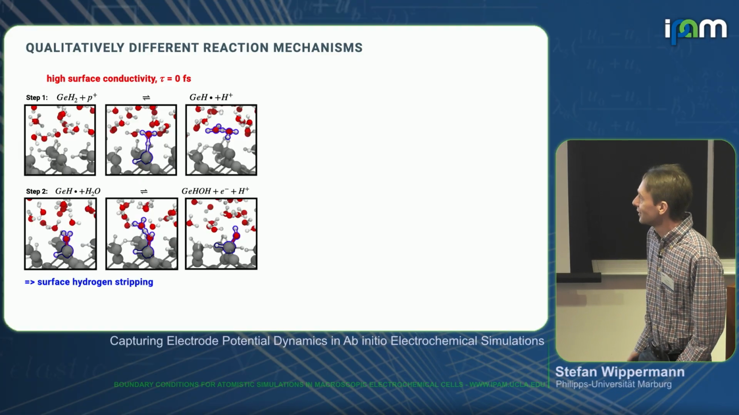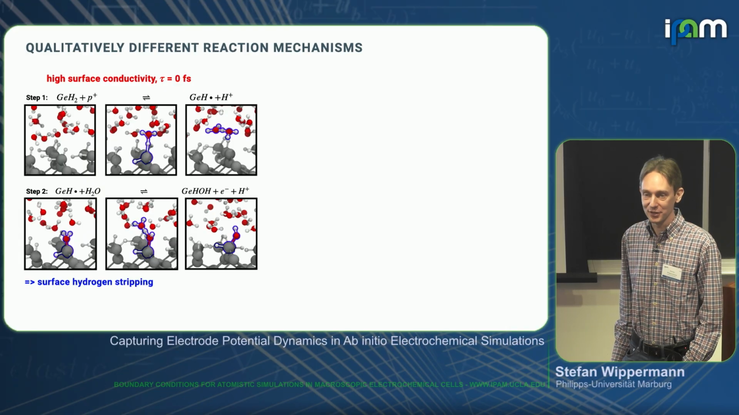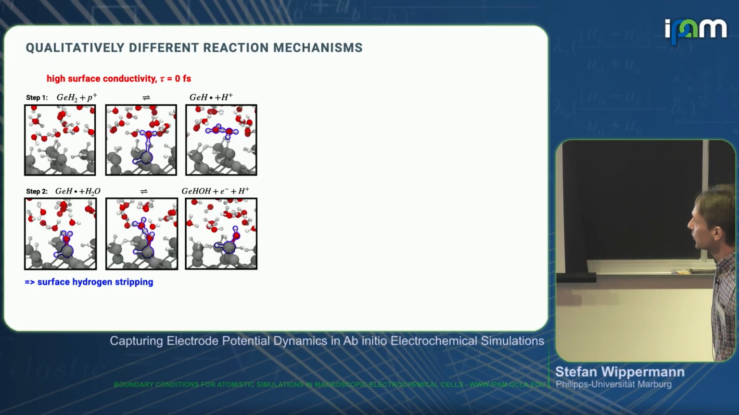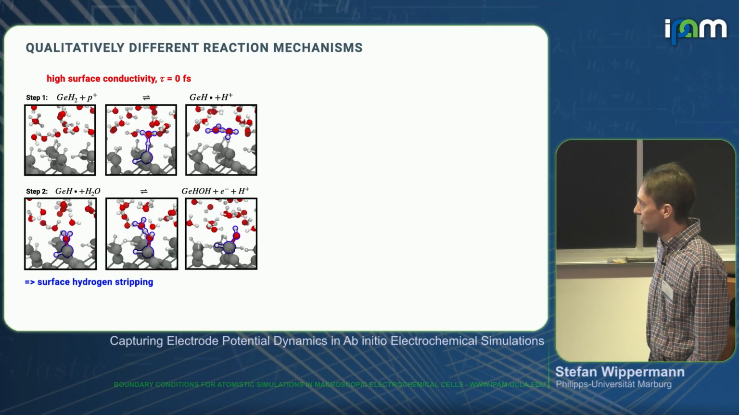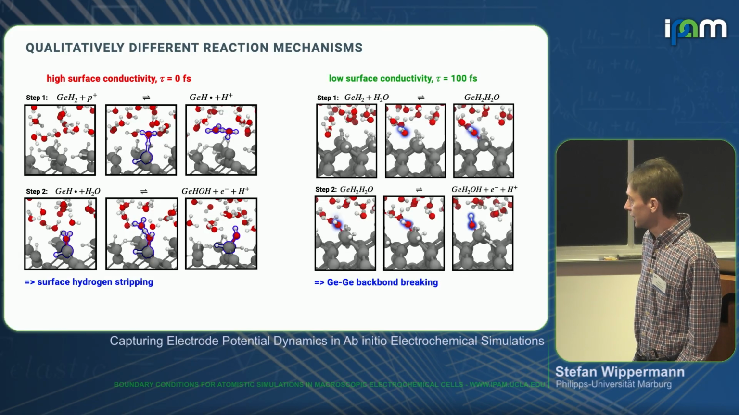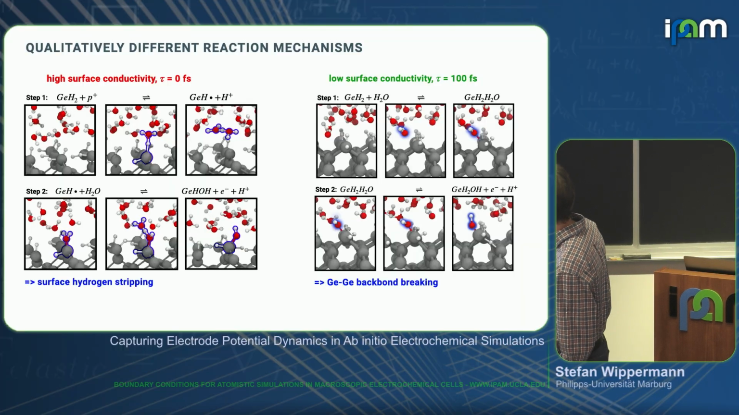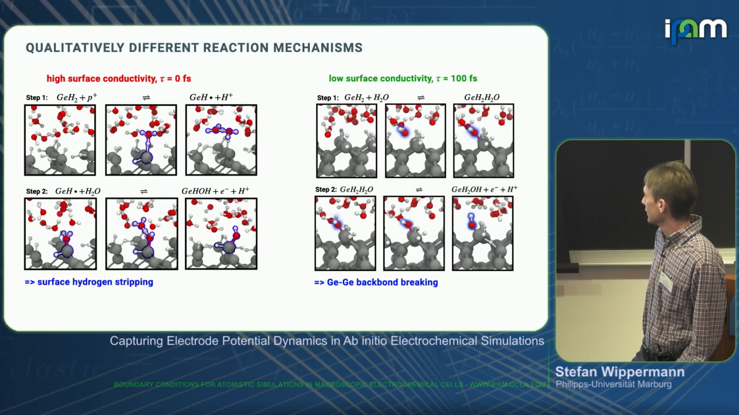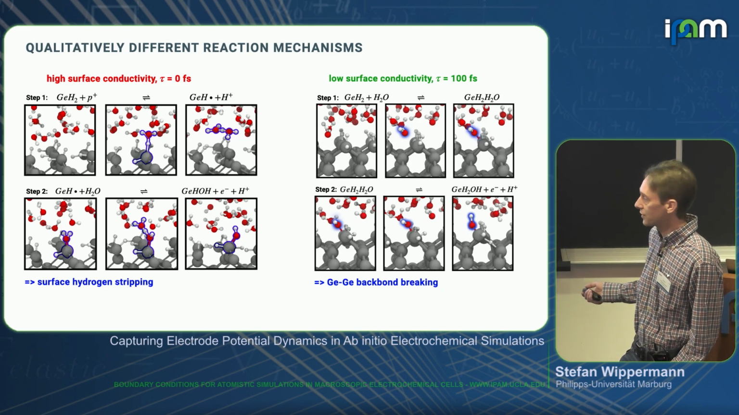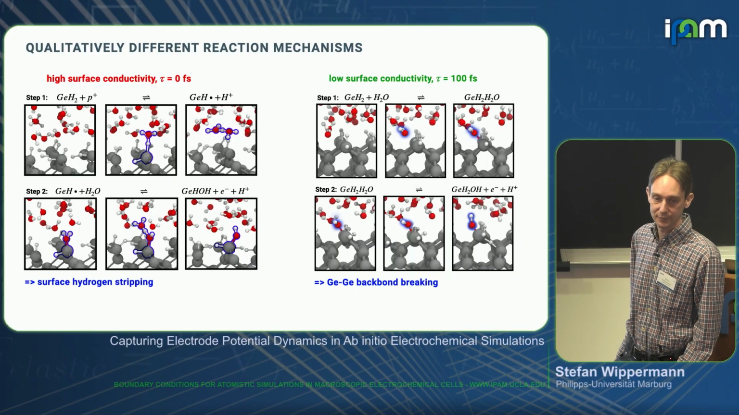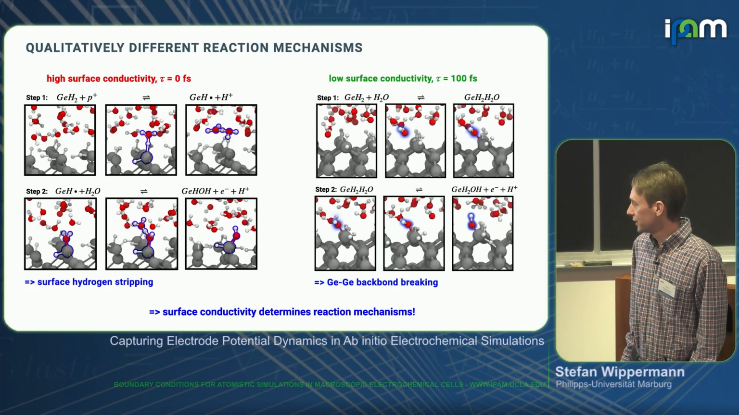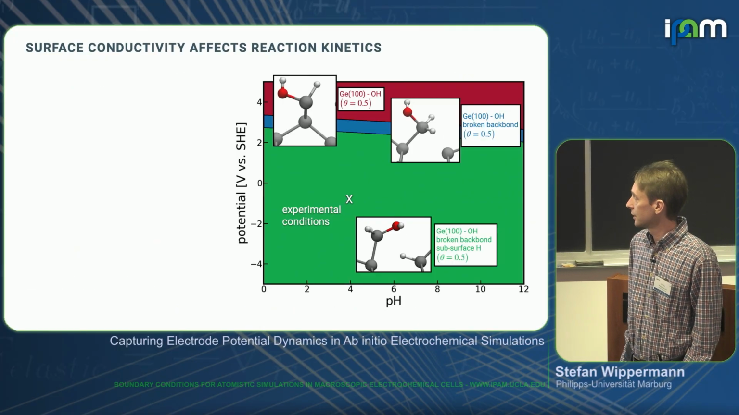But interestingly, you find qualitatively different reaction mechanisms depending on the timescale that you use in your potential control mechanism. So if you have a very high surface conductivity, meaning a very small timescale, you find this hydrogen stripping mechanism. On the other hand, if you have a low surface conductivity, on the order of 100 femtoseconds, then you find a qualitatively different reaction mechanism. What happens is that you don't strip the hydrogen, instead you break the germanium-germanium backbonds. It's very different. So apparently the surface conductivity determines really the reaction mechanisms.